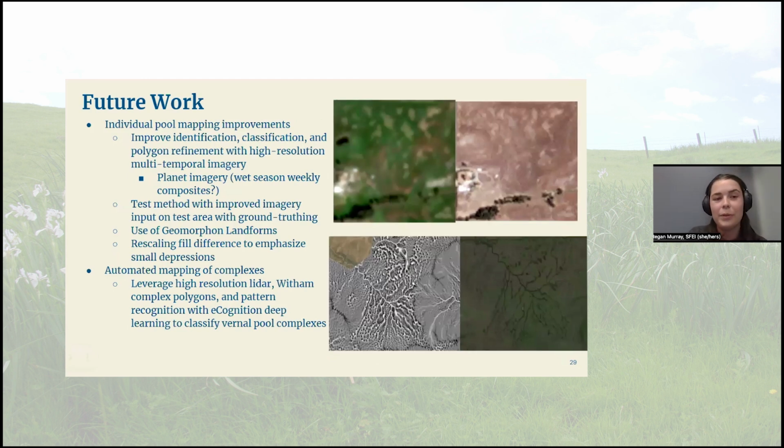In the future, we would love to make improvements to mapping both individual vernal pools and complex systems. I don't want to bore you all with the specific details, but on a high level, we would love to introduce some time series imagery, so imagery from throughout the year, particularly the wet season, in March or April, to capture when the pools actually have water in them. They're a lot easier to see. Additionally, we have ideas for other LiDAR derivatives and data sets we could use to improve identification of complexes and systems, which would be really exciting.